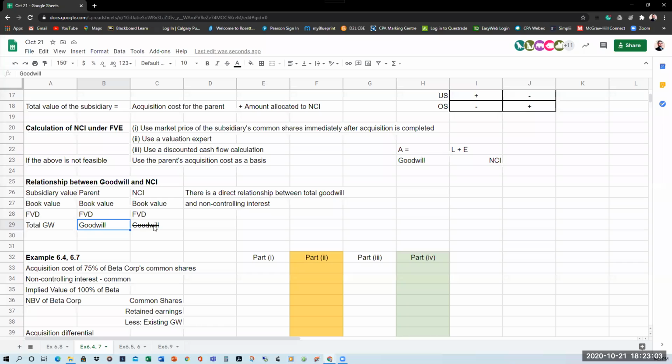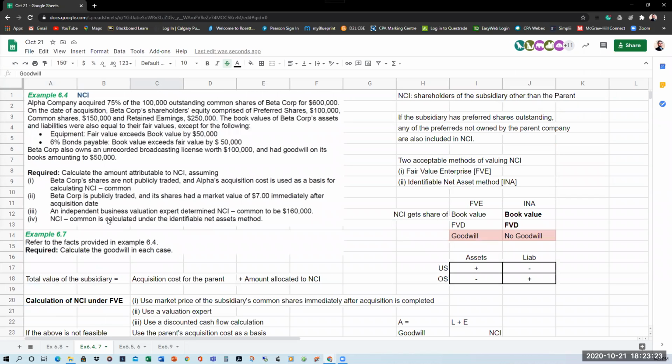Now, if NCI does not receive a share of goodwill, then this total goodwill number will simply represent the parent's share. There would be nothing allocated to NCI goodwill. If NCI's share is lower, the total goodwill will be lower as well. And that is demonstrated by means of examples 6.4 and 6.7.